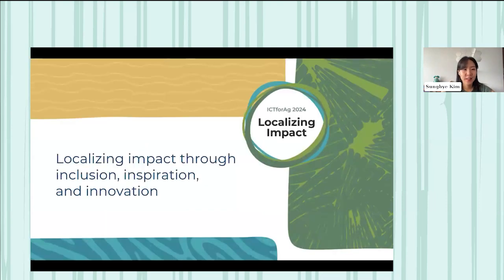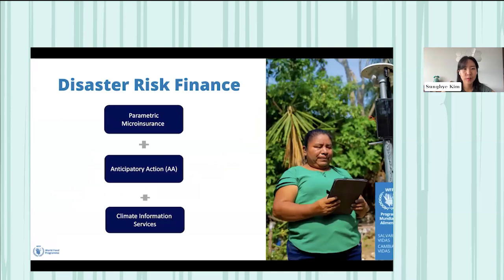As I said earlier, today we'll look at disaster risk finance. In this presentation, I will focus not on the technical aspects, but on how appropriate technologies are effectively applied in WFP Guatemala intervention areas to address communities' needs. Disaster risk finance tools here are parametric microinsurance, anticipatory action, and climate information services.